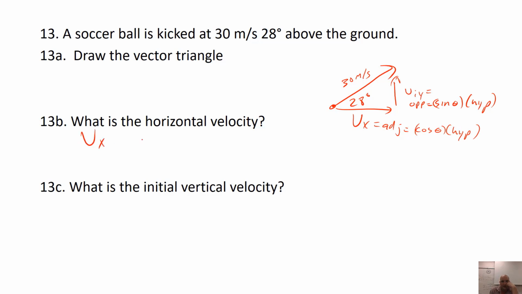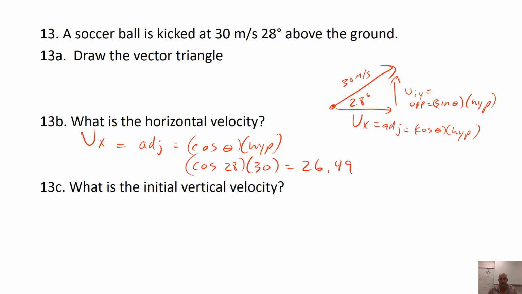So the Vx, which you see there, is going to be the adjacent, which equals the cosine of the angle times the hypotenuse, and the angle was 28 times the hypotenuse, which was 30. We get cosine of 28 times 30, and I get 26.49, and that was meters per second because this is velocity. So 26.49 meters per second.